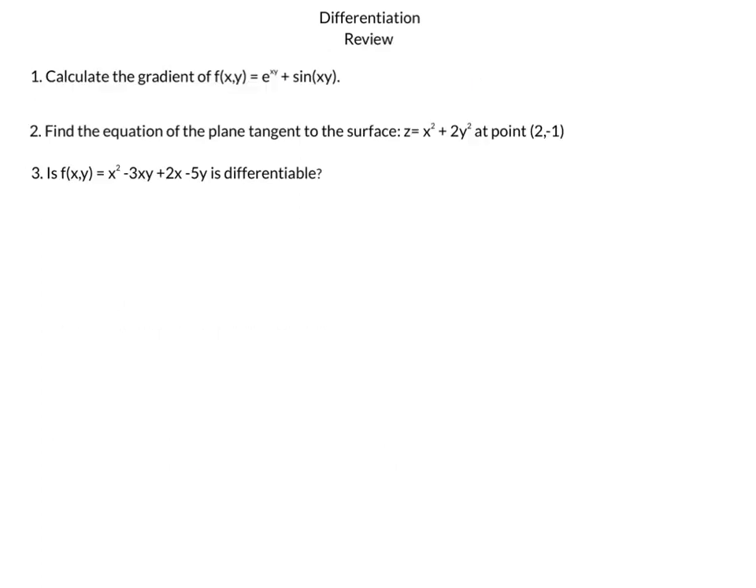By way of review, I have 3 problems for you to try, so I suggest you pause the video, give the problems a try, and then come back and I'll have solutions for you. The first problem is to calculate the gradient of e to the xy plus sine of xy. The second is to find the equation of the tangent plane to the surface z equals x squared plus 2y squared at the point (2, -1). And the last problem is: is f of x, y equal to x squared minus 3xy plus 2x minus 5y differentiable?